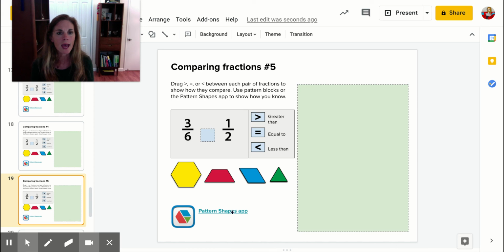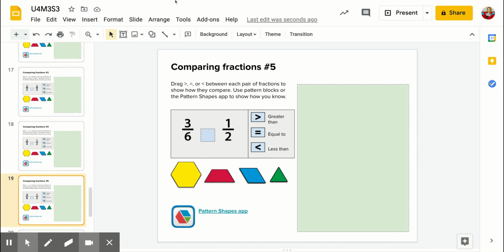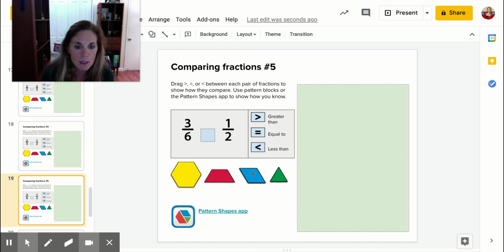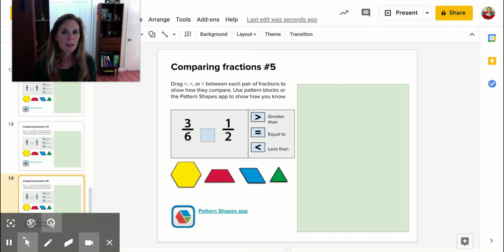And I think the app is a little bit easier to use than, it's a lot easier to use actually than doing it in the slide. So I really strongly recommend that you have your app out at the same time that you are doing this lesson, because you're going to want to go back and forth. It's really, really hard to manipulate these on the Google Slides. It's not very great. That is it.